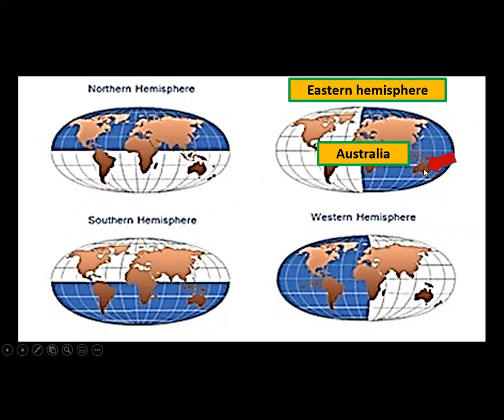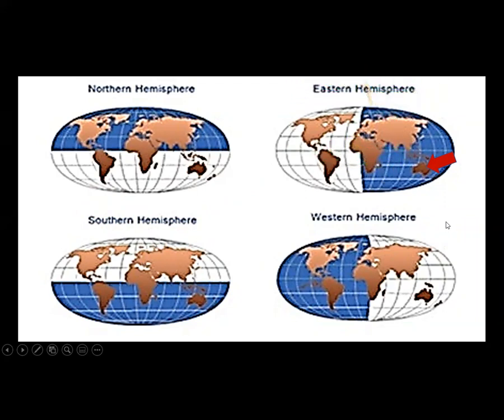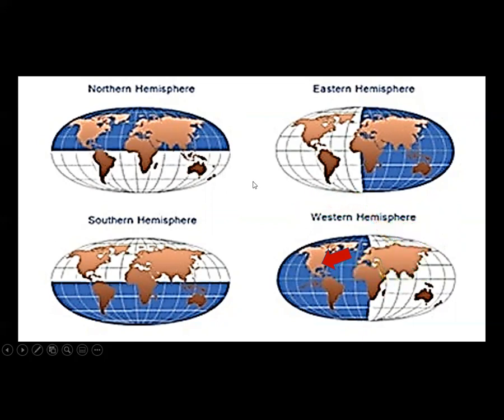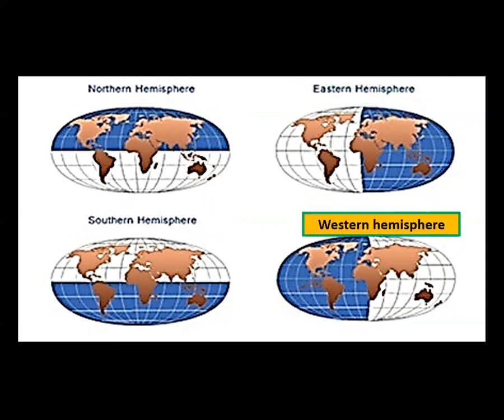So Australia is located in the southern and eastern hemisphere of our planet, while the United States is located in the western hemisphere. There it is. So the United States is located in the northern and western hemisphere of our planet. Northern hemisphere, southern hemisphere, eastern hemisphere, and western hemisphere.